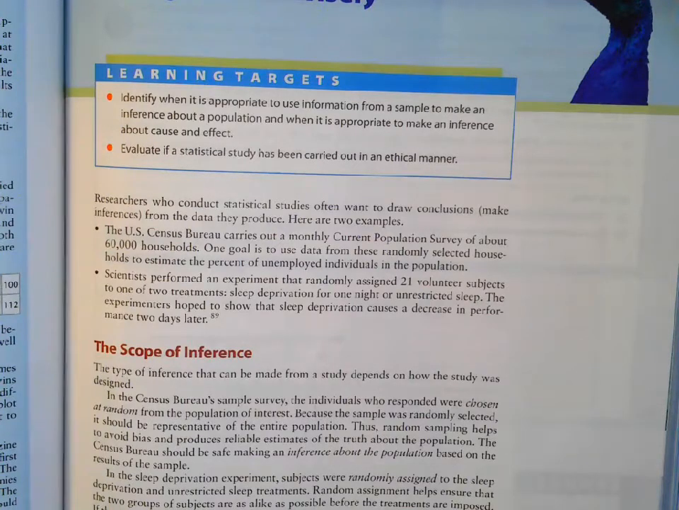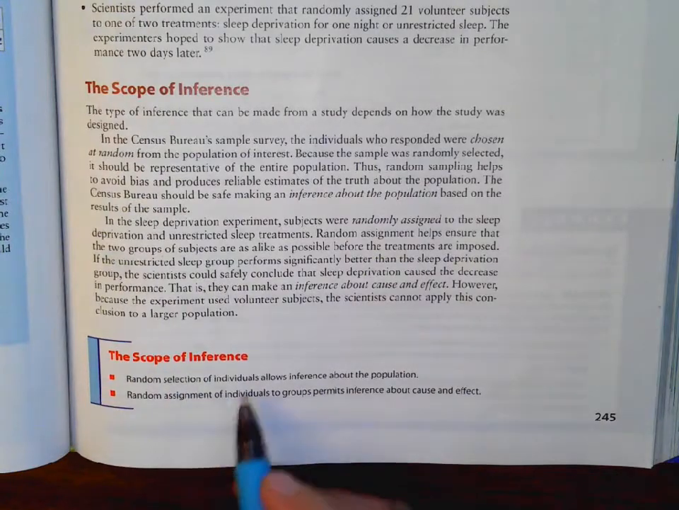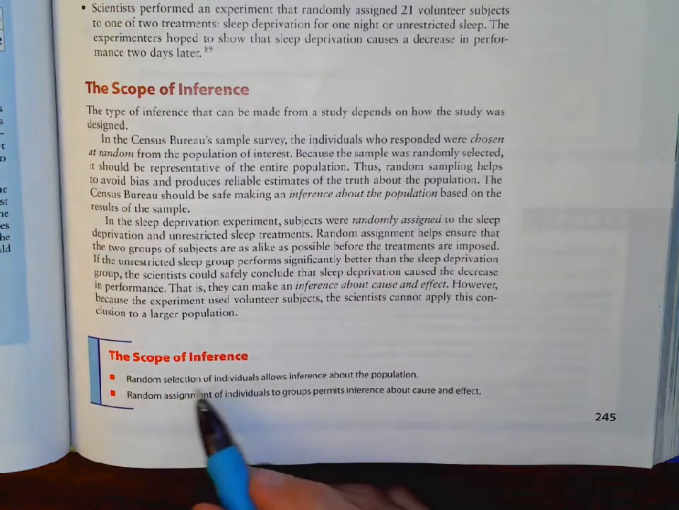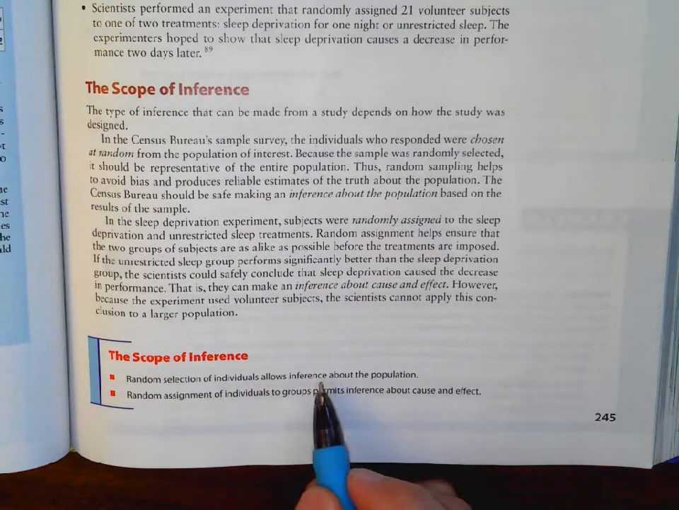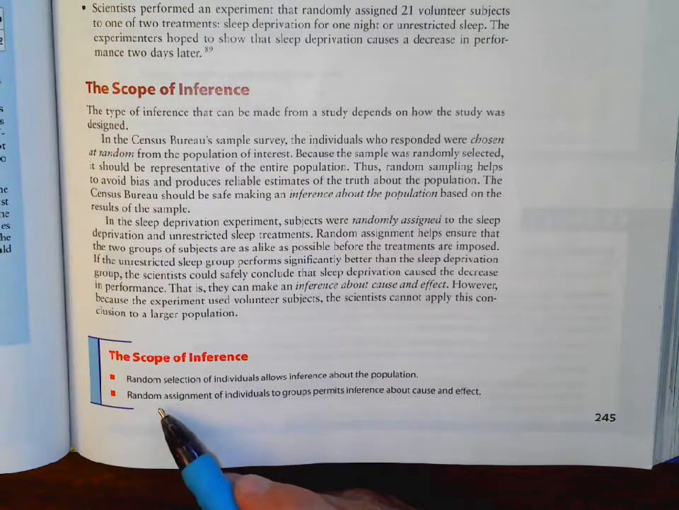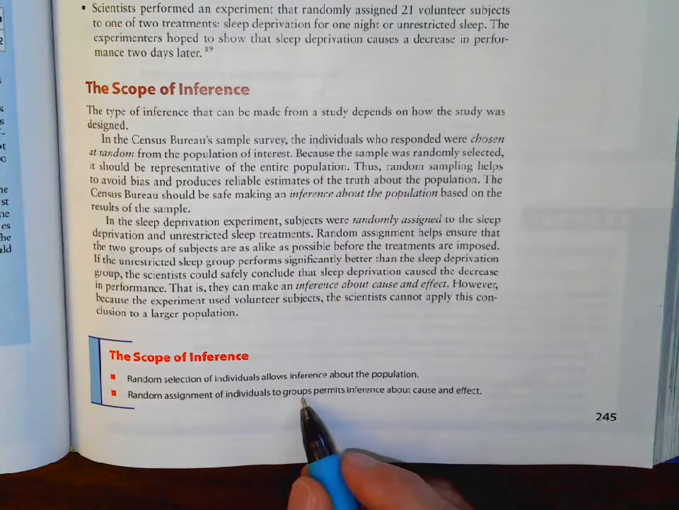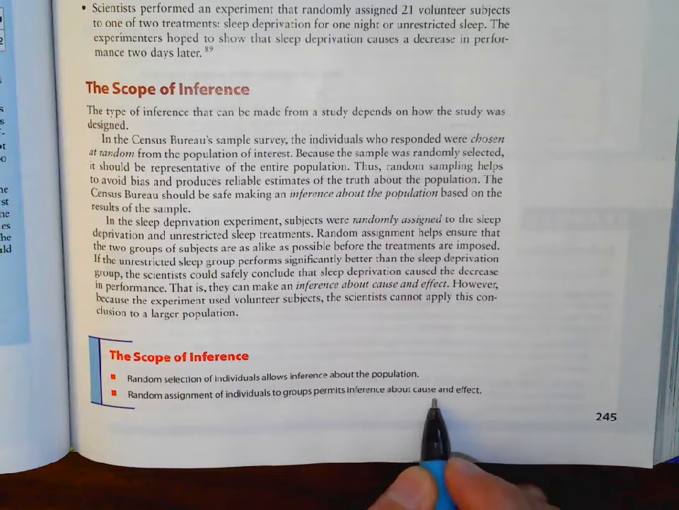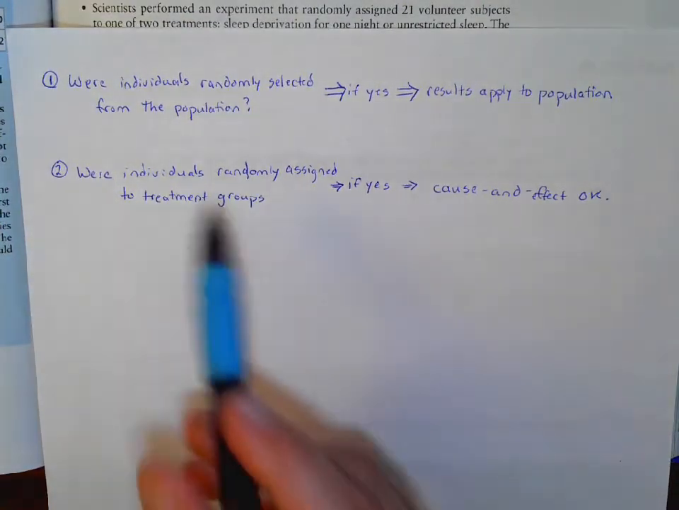Okay, so the first one. Basically, here's what it comes down to. If there's a random selection of individuals from the population, then we can say our results apply to the population. And also, if there's a random assignment of individuals to the groups, to the treatments, then we can have cause and effect.